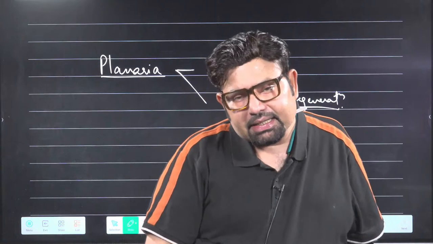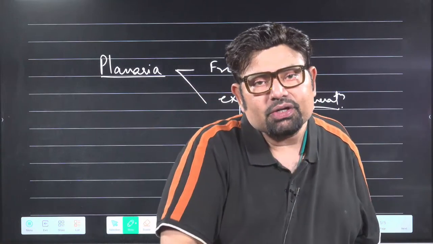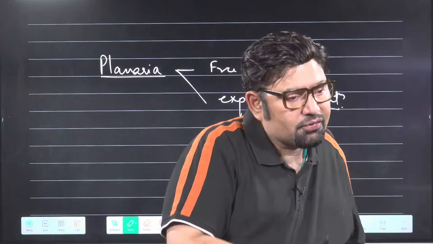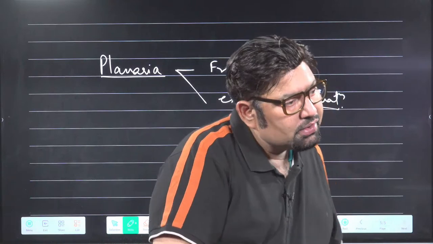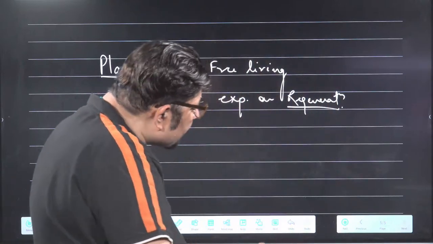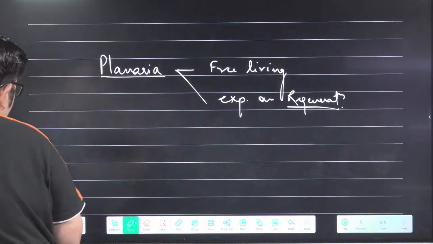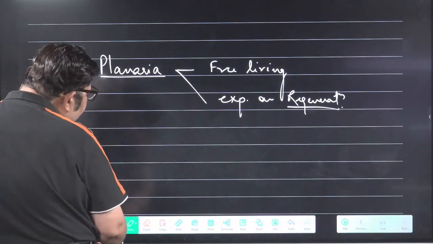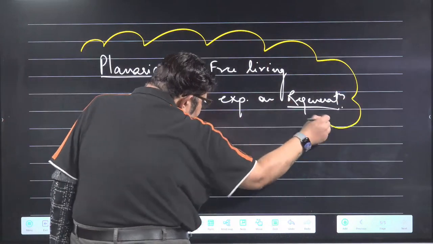The power of regeneration of planaria is very high. Scientists can cut it into pieces and find that all pieces can grow into a complete organism. So for experimental demonstration of regeneration, planaria is used. Is it a parasite? No, beta. Planaria is not a parasite. So this is a special point.